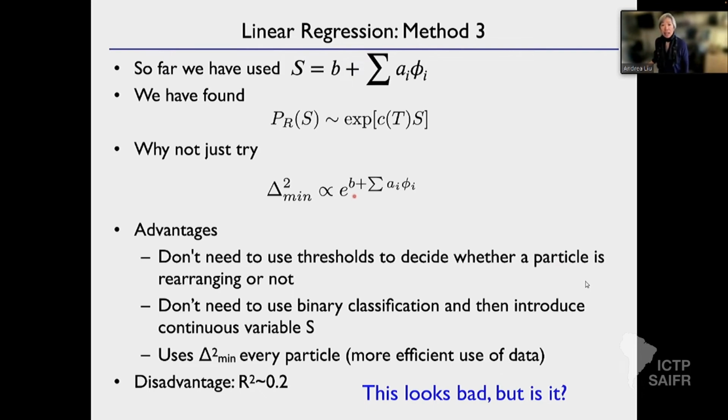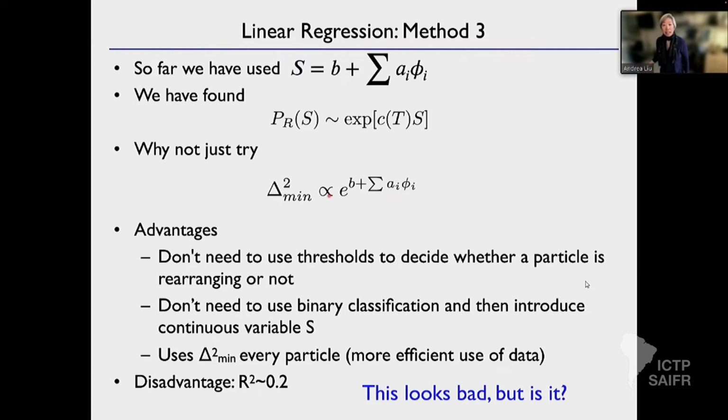Okay, and so then you can use all of the delta squared min, everything, and you just fit a line that best fits delta squared min, or e to the softness. We try to find the weights a sub i of our structure functions. So that's g of r at different r, for example. Those are our structure functions. We want to find the weights that best fit this.